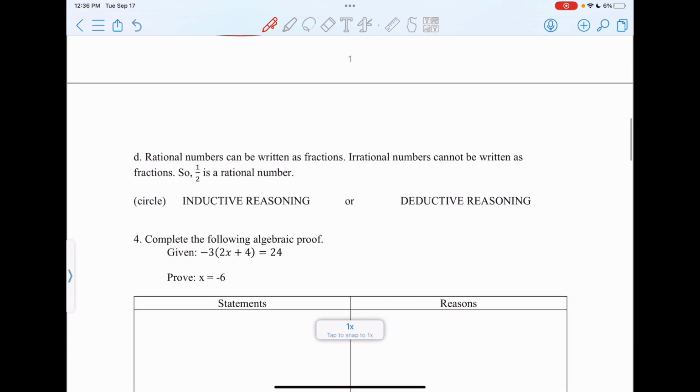In D, rational numbers can be written as fractions. That is true. Irrational numbers cannot be written as fractions. That is also true. So 1/2 is a rational number because it's a fraction. That's deductive reasoning. That is using facts and using them in a logical sequence to make a conclusion. And so hopefully with those examples, you understand the difference and will be able to do that on your quiz.